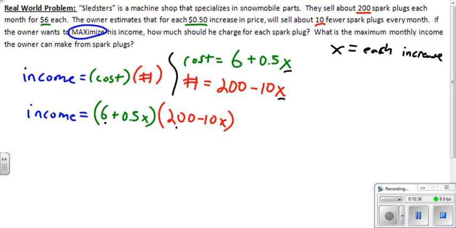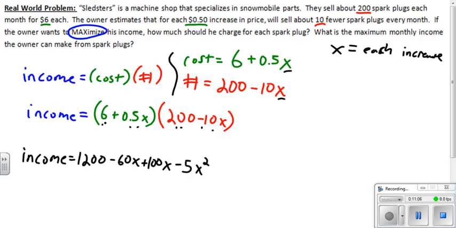So 6 times 200 gives us that our income equals 6 times 200 is 1200. 6 times negative 10x becomes minus 60x. 0.5x times 200 is plus 100x, and 0.5x times negative 10x becomes a negative 5x squared.